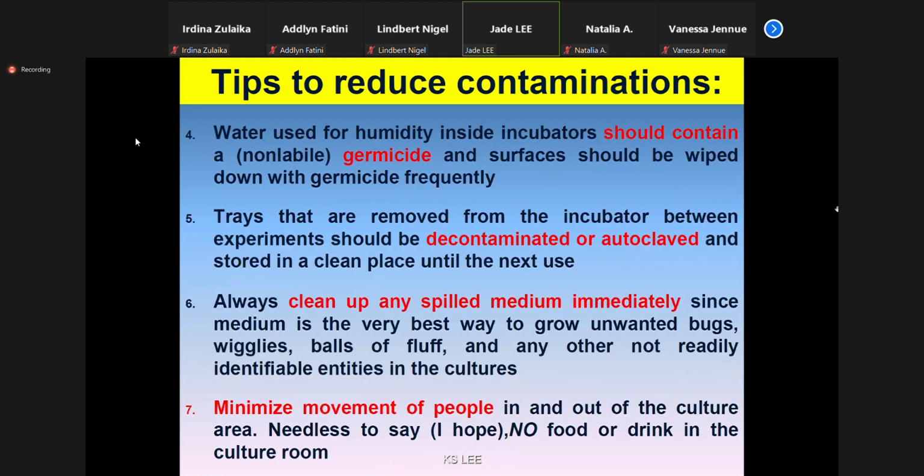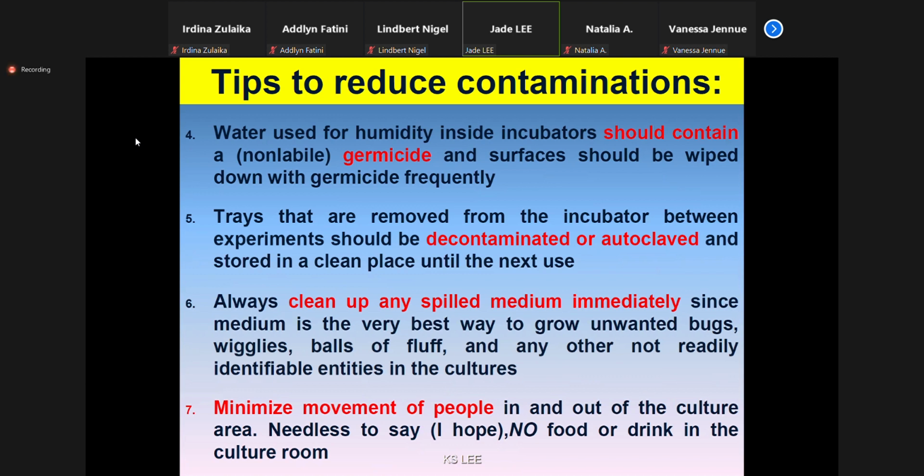And the water used for humidity inside the incubator should also contain a laboratory germicide, and surfaces should be wiped down with the germicide frequently. The trays that are removed from the incubator between experiments should be decontaminated or autoclaved and stored in a clean place until the next use. Always clean up any spilled medium immediately, since the medium is the very best way to grow unwanted bugs, or whatever it is, because it's rich in nutrients. Yeah, the medium is rich in nutrients and anything can grow on it.